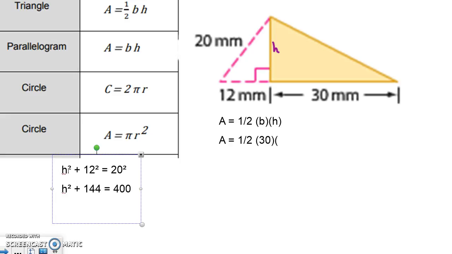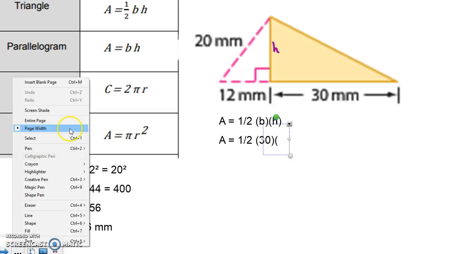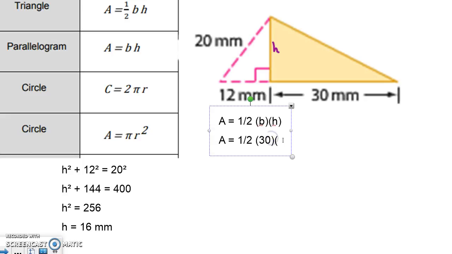Subtract 144 from 400, and you get that the height squared is 256. If I take the square root of 256, I get that the height is 16 millimeters. So I now just figured out that my height, or my h, is 16. So I can go ahead and plug 16 in for h here, and finish my calculations.